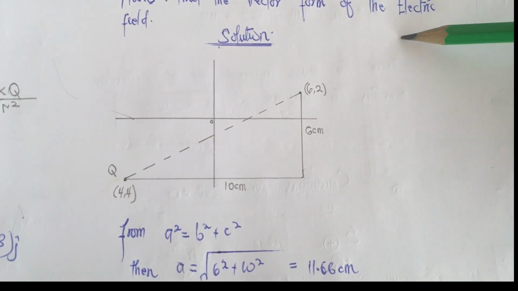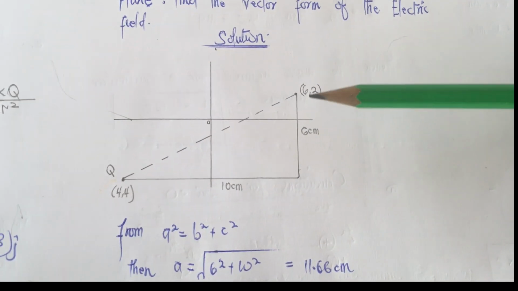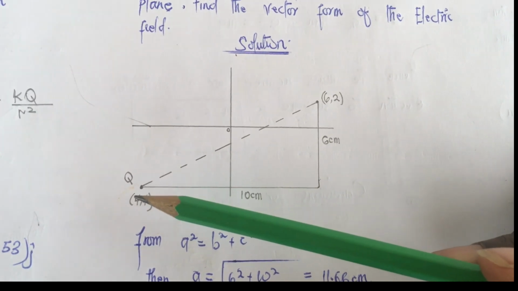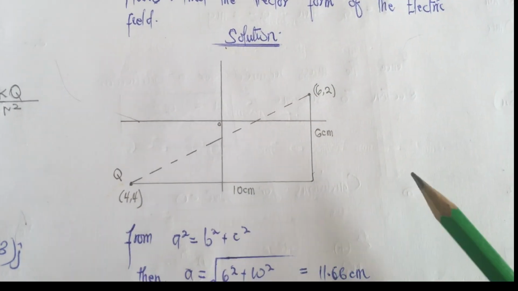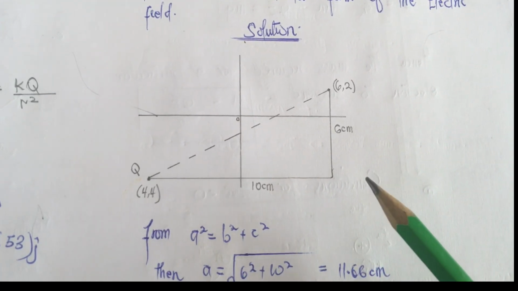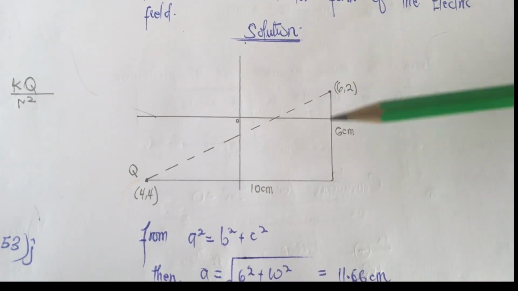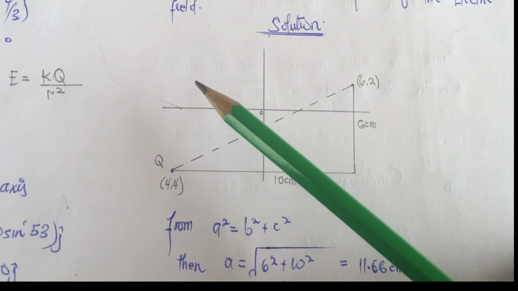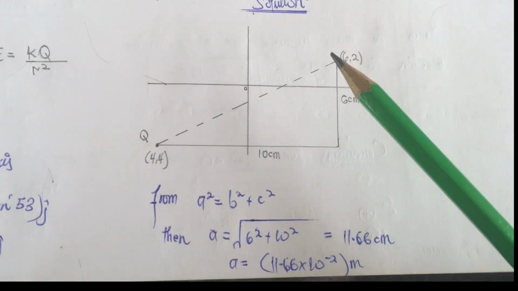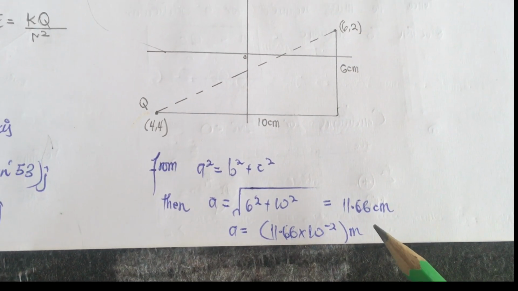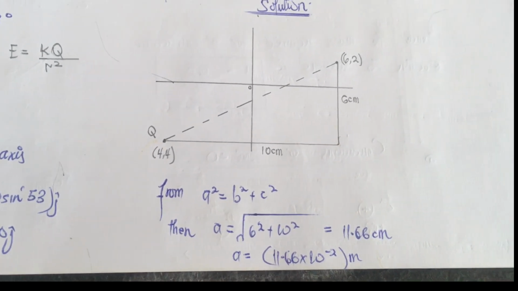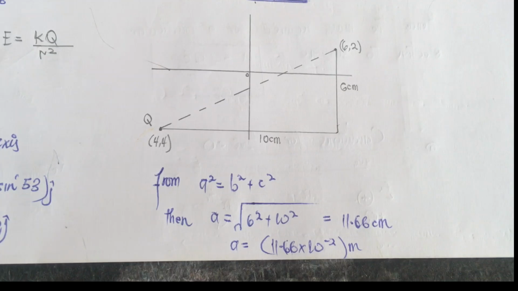So from here, as you can all see, this is your 6 and 2. This is the point, and this is the charge. So the distance between them, you can calculate it by what? If you calculate it, it will give you 10 centimeters, and from here it's going to give you 6 centimeters. So using Pythagoras theorem again, you can find the distance of separation, which is going to give you 11.66. By converting it into meters, it will give you 11.66 times 10 raised to the power -2 meters.